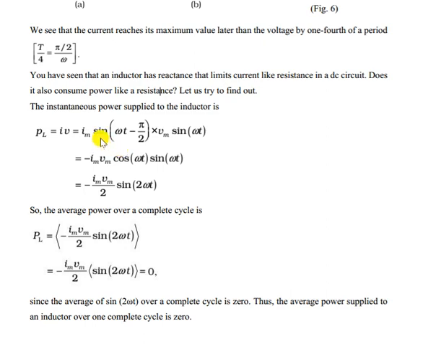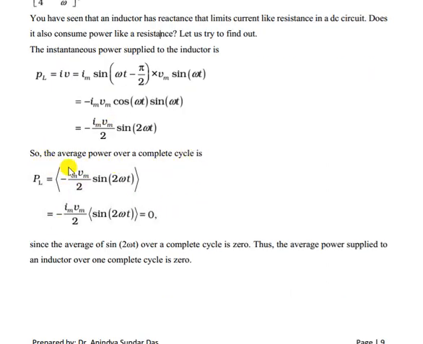So sine of omega t minus pi by 2 is nothing but minus cosine omega t, and here sine omega t. Now 2 cosine omega t into sine omega t is equal to sine of 2 omega t. So here one 2 is coming into the picture, and we have this particular term. Now if we want to find the average power over one cycle, that is 1 by T integration of f(t) dt from 0 to T, then this will be 0, since the average of sine 2 omega t over a complete cycle is 0.